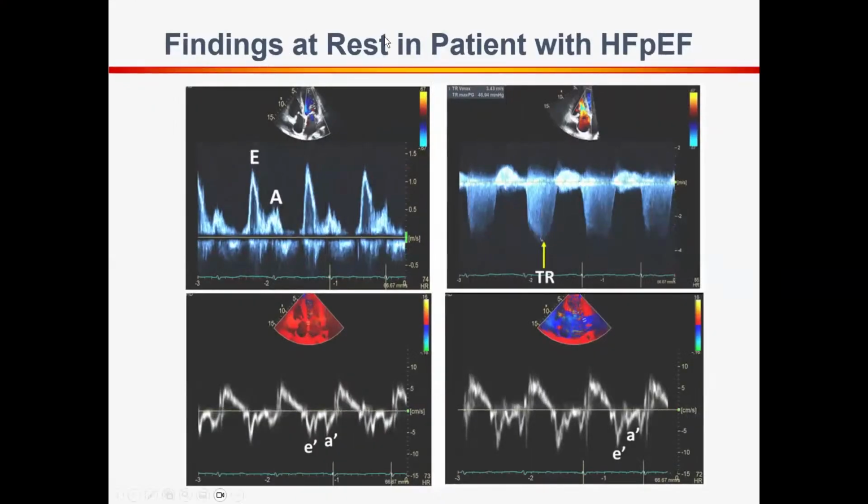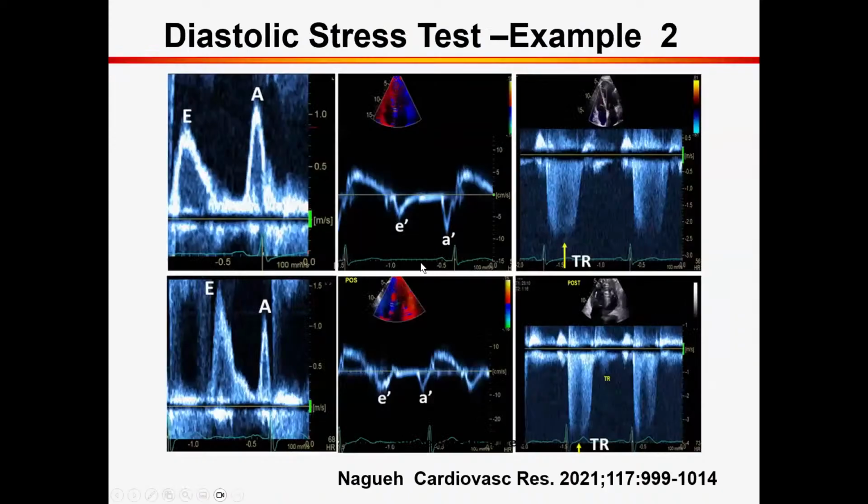That's the example that we looked at for a patient at rest with high pressures, and this would not be a patient we sent for stress test. In comparison, this is another patient who has normal pressures at baseline, based on E to E prime ratio, and a peak TR of about 2.5 meters per second.